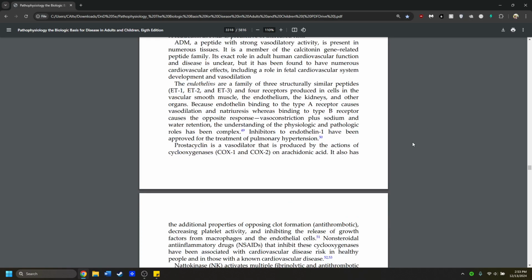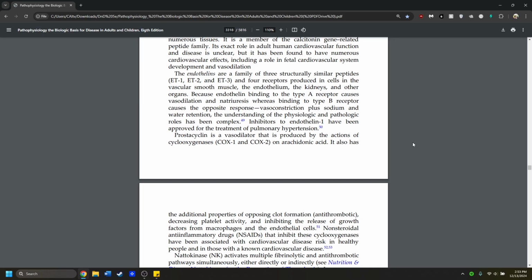The endothelins are a family of 3 structurally similar peptides, numbered 1 through 3, and 4 receptors, produced in cells in the vascular smooth muscle, the endothelium, the kidneys, and other organs. Endothelin binding to the type A receptor causes vasodilation and natriuresis, whereas binding to the type B receptor causes the opposite response, vasoconstriction, plus sodium and water retention.